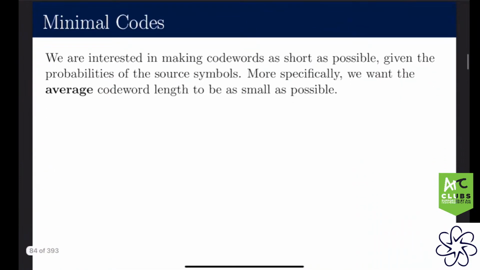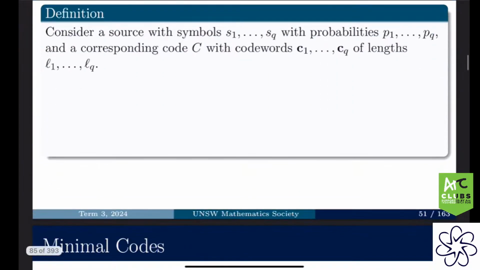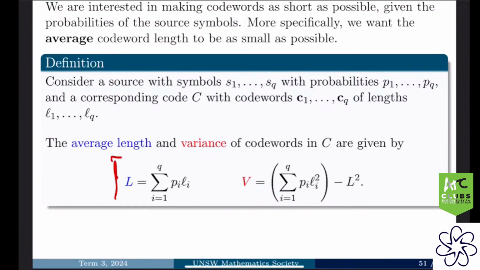All right, next thing is minimal codes. So minimal codes are kind of like the whole point of compression codes. When we think of compression, we think of making codes as small as possible, all in the name of efficiency. And the thing with minimal codes is that there is this idea of an average length, right?